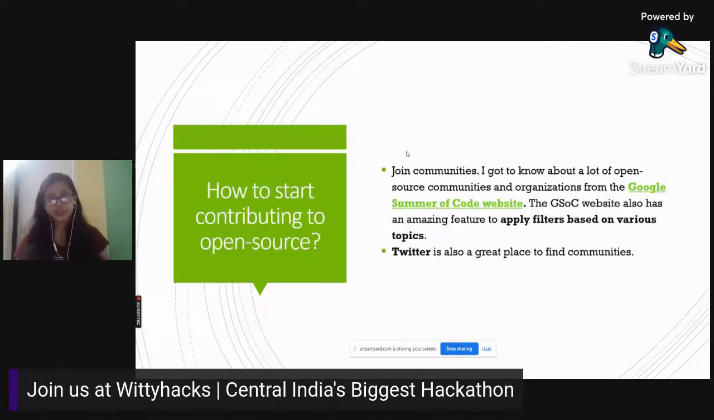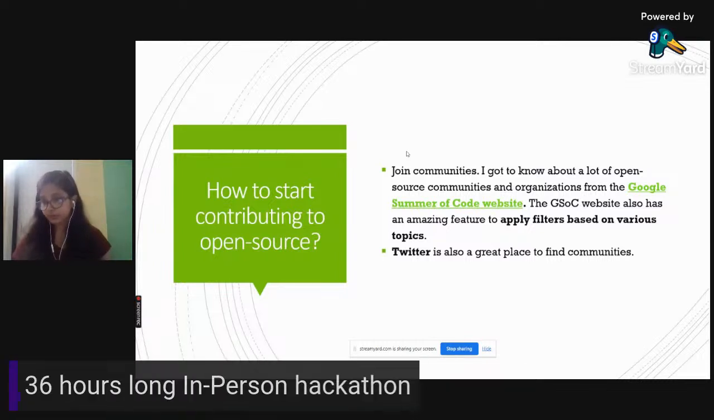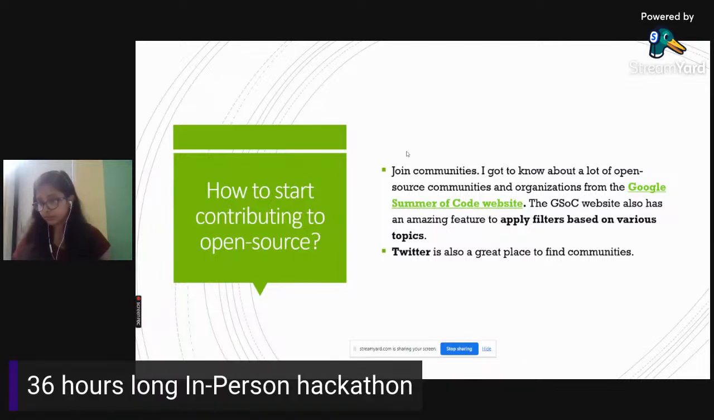The GSoC website has an amazing feature to apply filters based on which topic you want to contribute to. So if you want to contribute to web development based projects, or Android, or security, you can go to the GSoC website, apply the filter, and then start engaging and get to know about the communities.